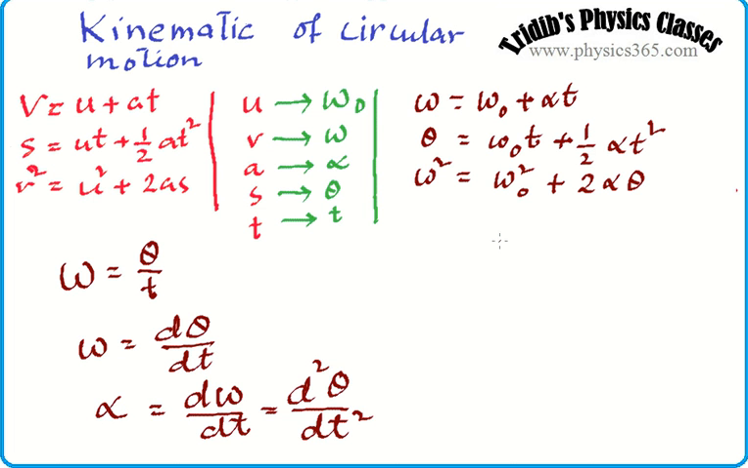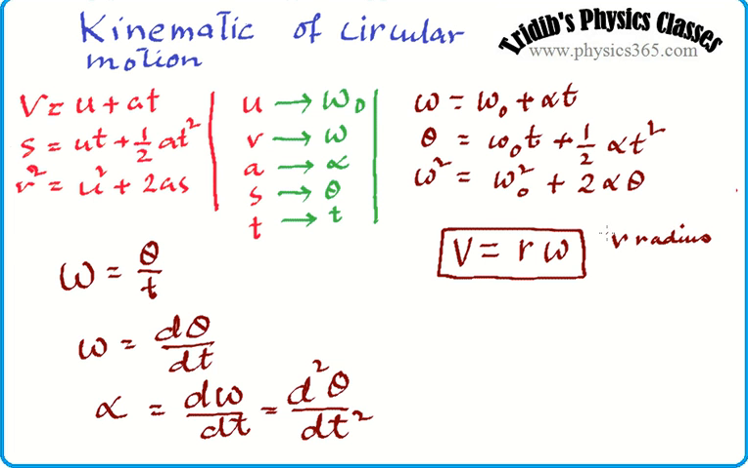Now some other important formulas relating circular motion to linear motion. Linear velocity v is related to angular velocity by the equation v is equal to r omega. v is your linear velocity, omega is your angular velocity, and r is the radius of the path in which the particle moves. Linear acceleration a is also related to angular acceleration in the same form, by multiplying by r.